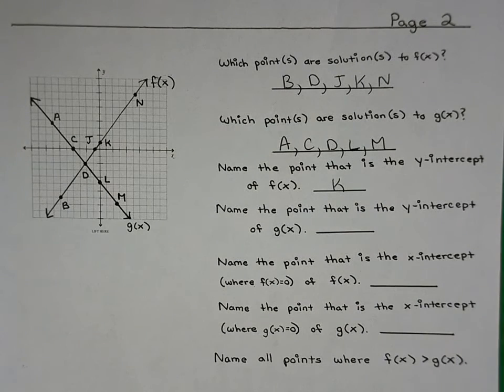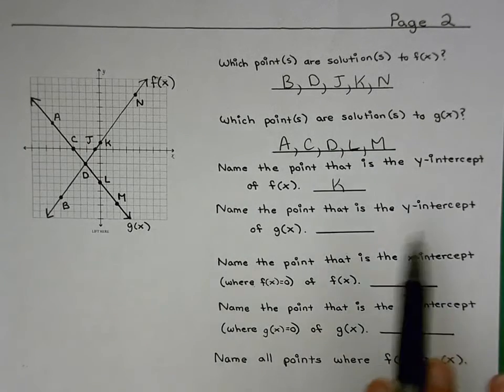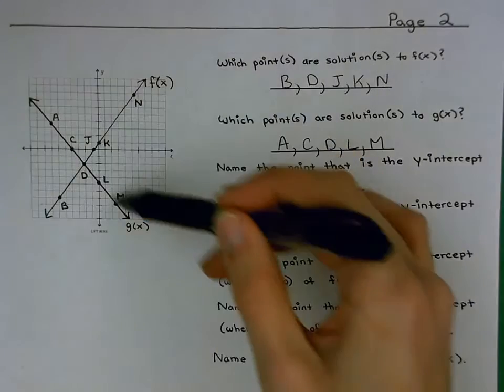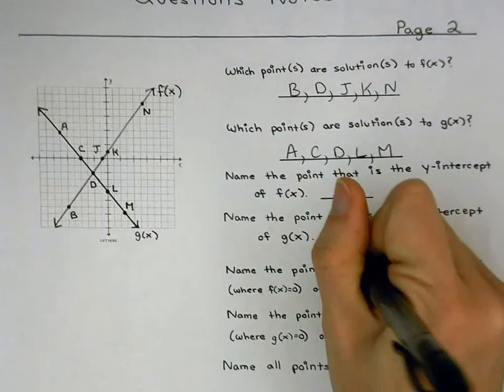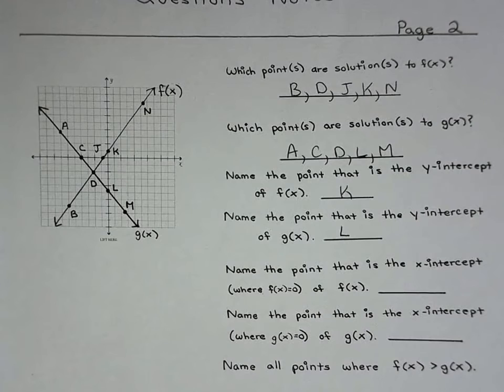Okay, next one. Name the point that is the y-intercept of g of x. See if you can answer this one. Okay, if it's a y-intercept, it must touch the y-axis. So where does g of x touch the y-axis? Here's g of x, here's the y-axis. They touch here at L. And so that's my y-intercept.